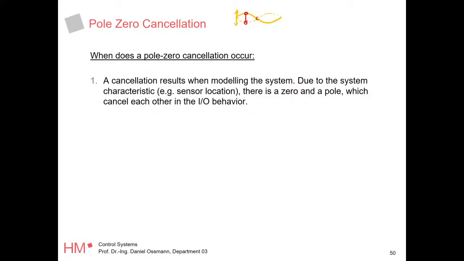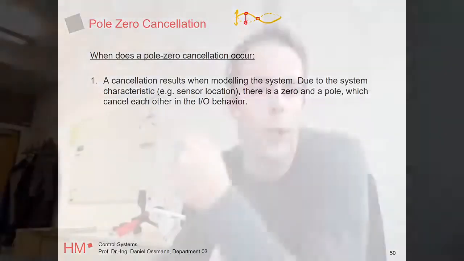Now place the sensor here and you will measure no displacement, right? So although the rope is moving up and down, you place the sensor in a location where you don't see any movement. And this is actually what happens when you have a pole-zero cancellation. The eigenmode of your system is not showing up in your sensor signal.